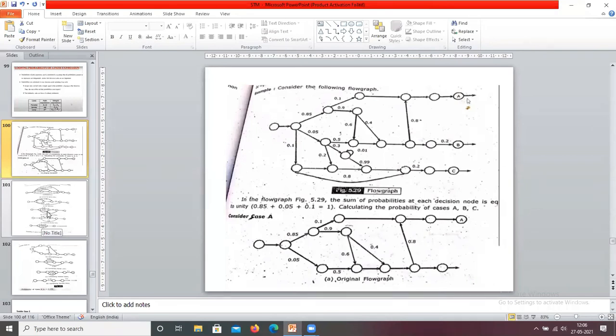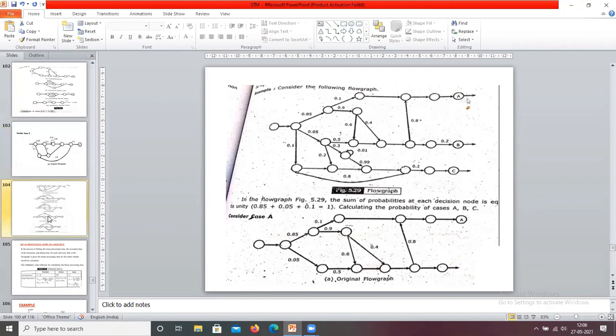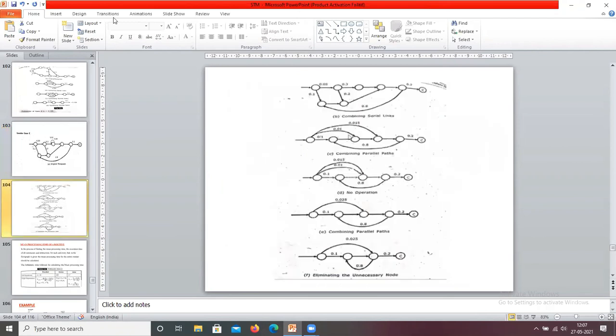Okay. So next one, here, just wait. Here, if you calculate all these calculations, we got the case C is 0.717. The probability is 0.717 for case C.